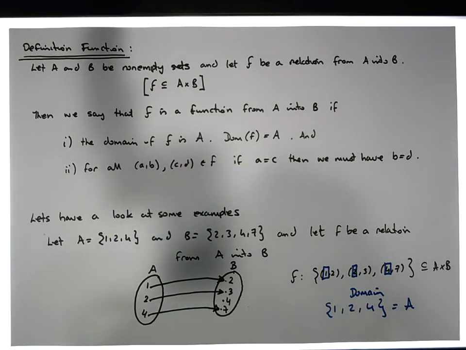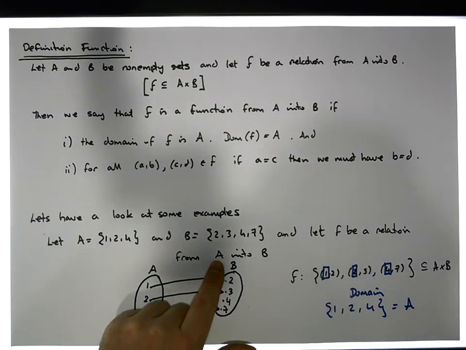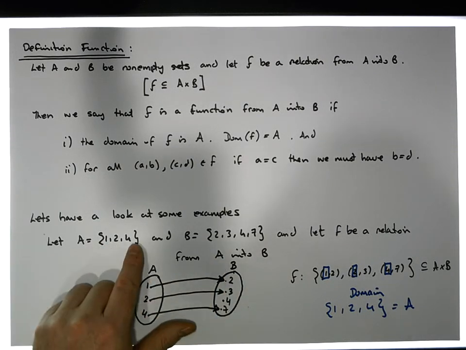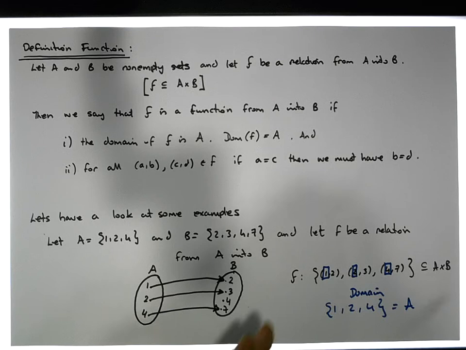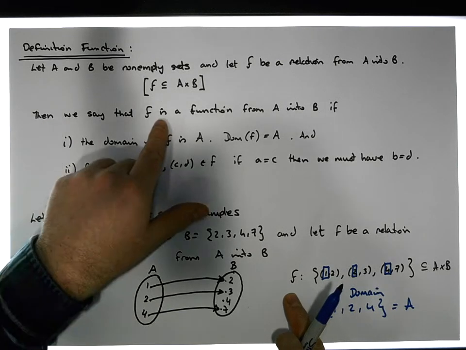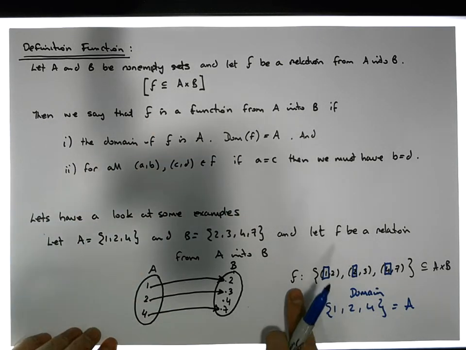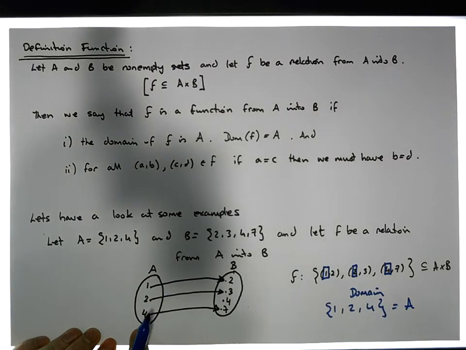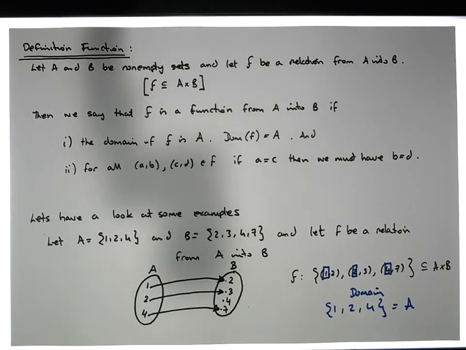When we defined F to be a relation from A into B, the set A contained the values 1, 2, and 4. For F to be a function, the domain values of F, 1, 2, and 4, must be the same as A. In other words, for something to be a function from one set into another, every value in set A needs to be mapped into some value in B. That's really important.